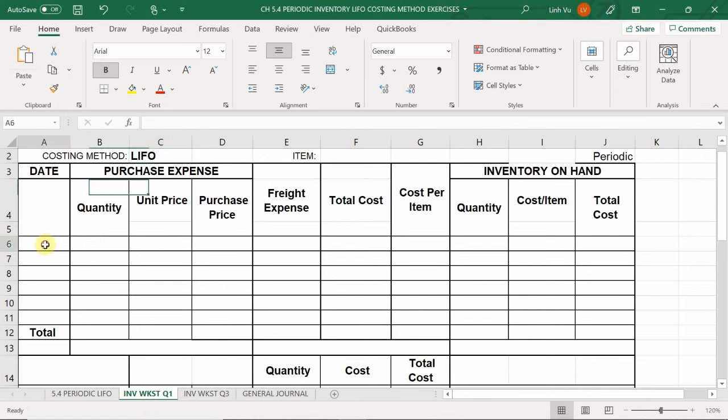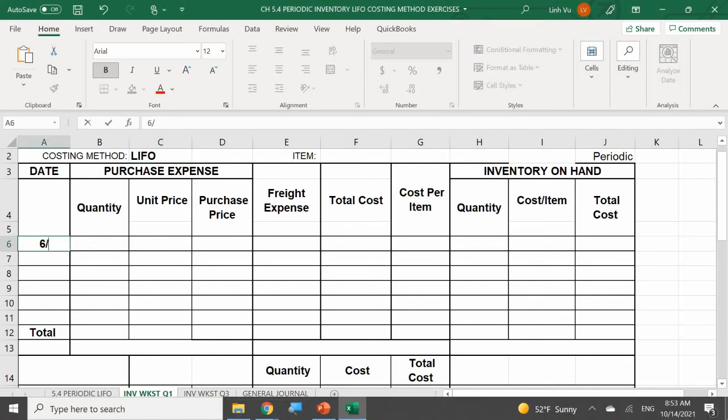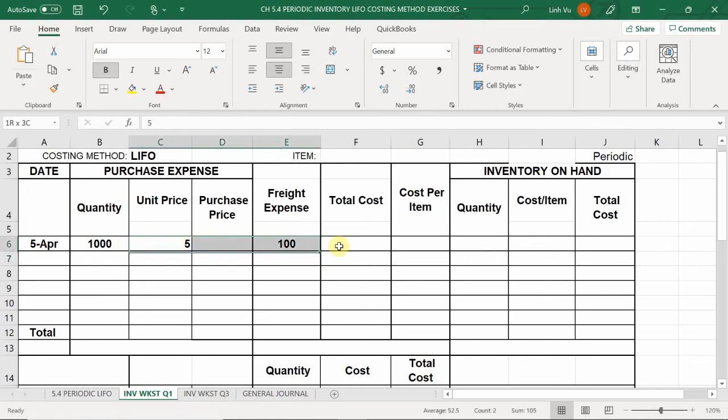So once again, here's my inventory worksheet. I'm going to plug in that today is April 5th. We purchased 1,000 units at $5 with the freight costing you $100.